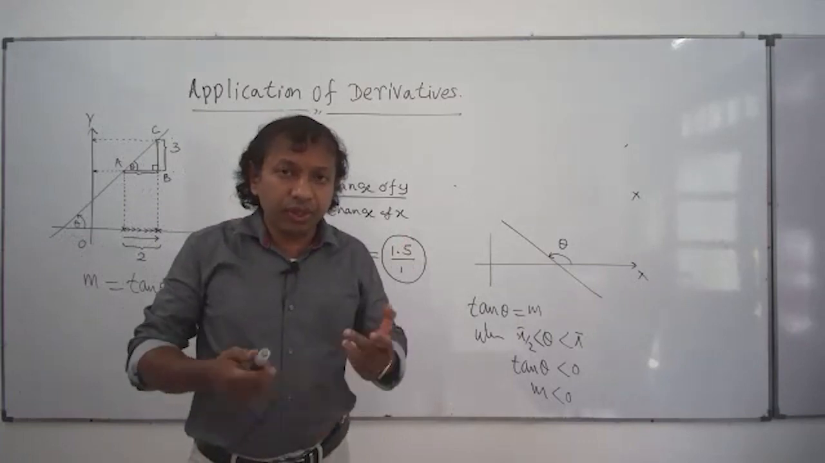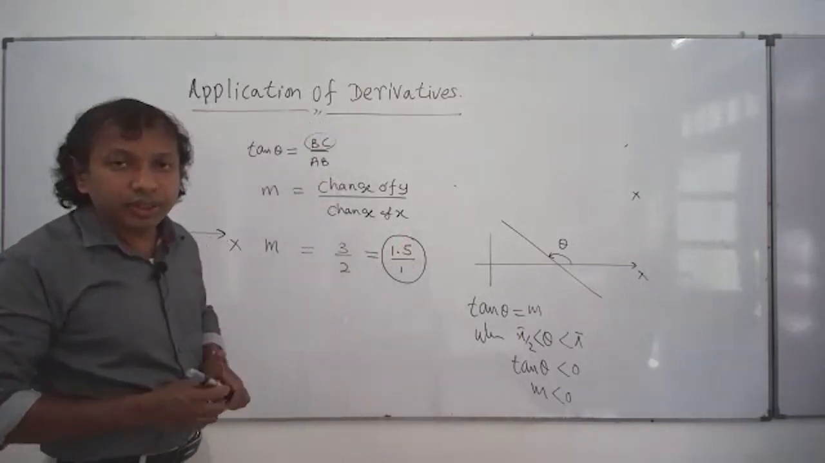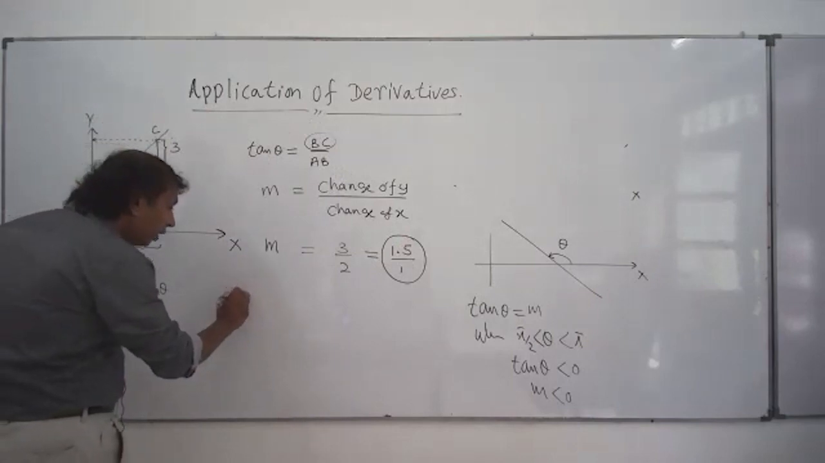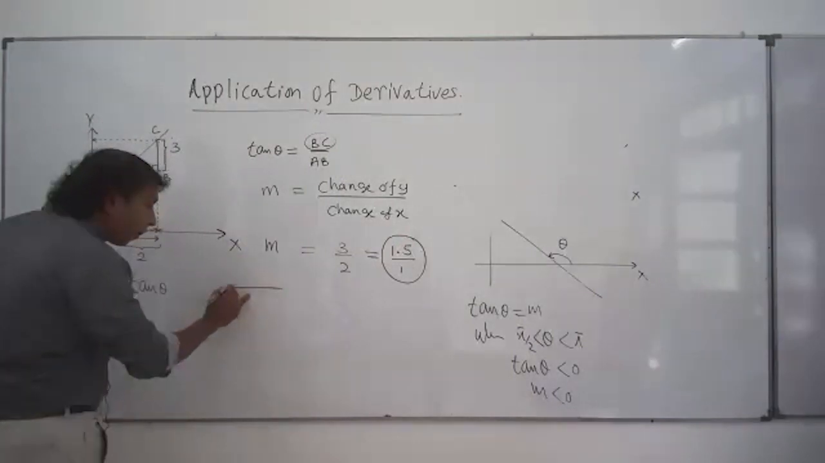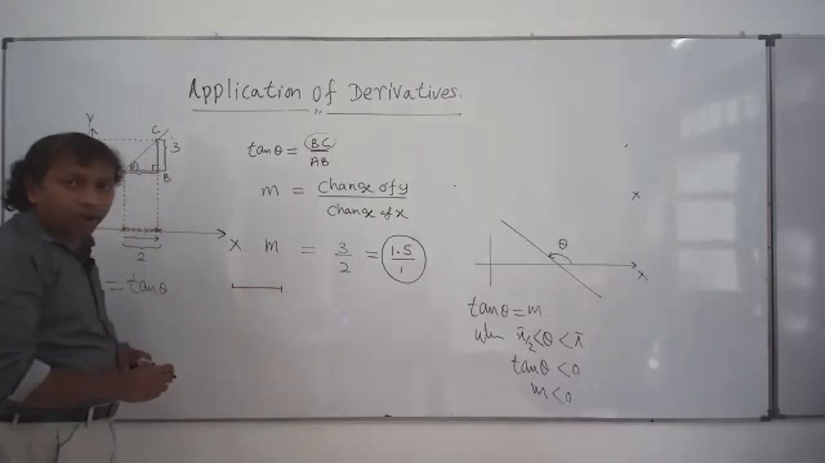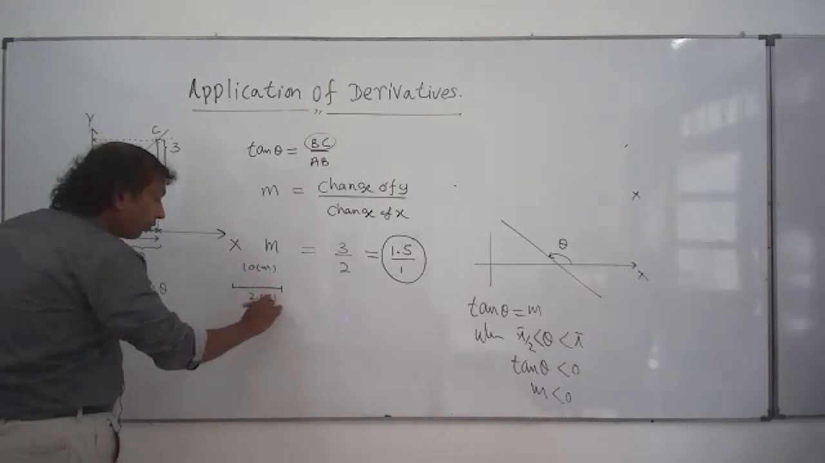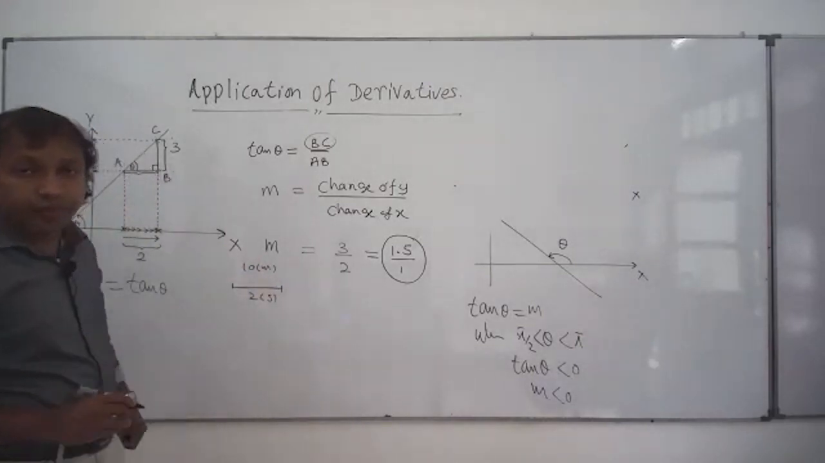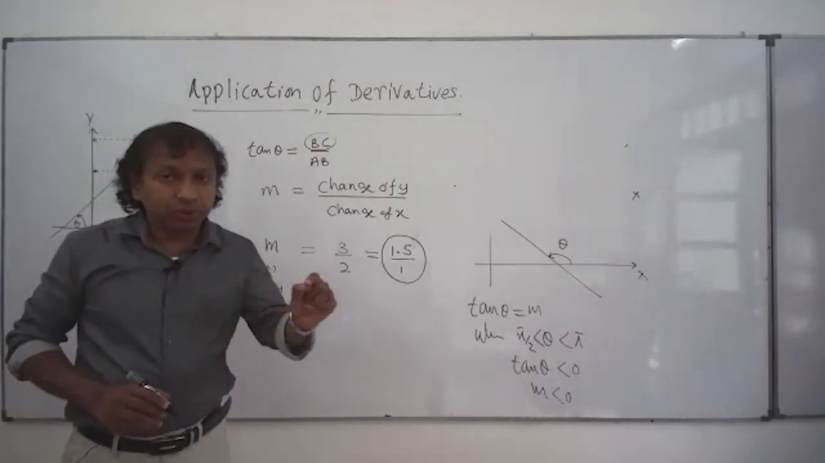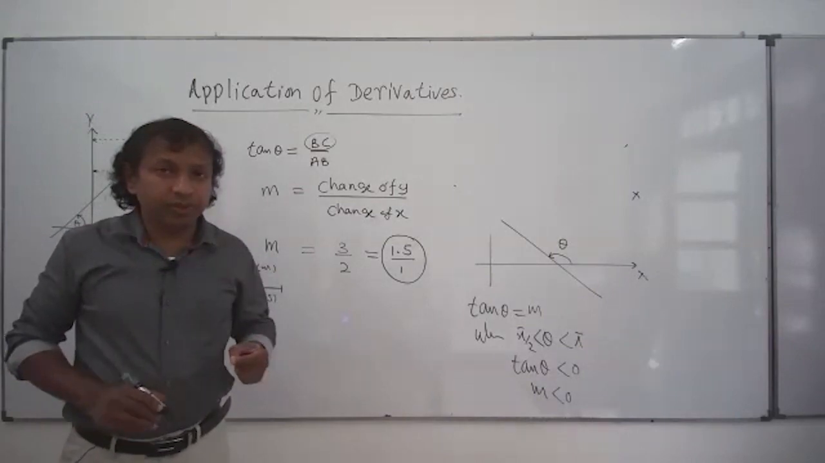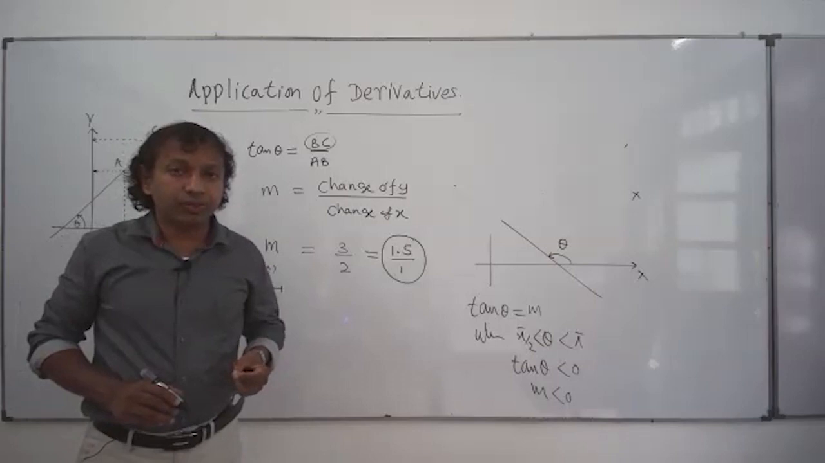Understand? So therefore, think like this. People, now suppose a particle moves 10 meters in 2 seconds. Displacement is 10 meters. Time taken is 2 seconds.